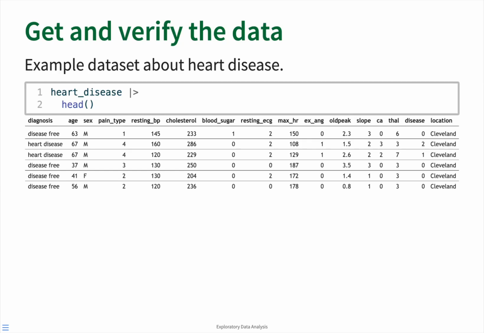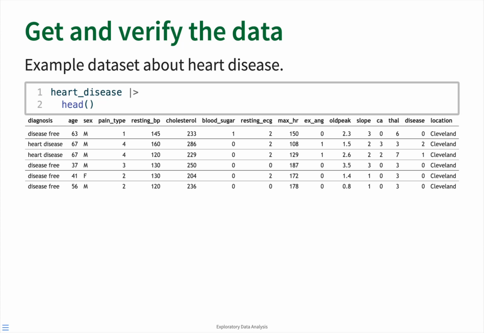So what does getting and verifying the data look like? Well, let's return to our data set about heart disease. This is the data set that I downloaded from the machine learning repository hosted by the University of California, Irvine. And every row in this data set is a person who either has heart disease or doesn't have heart disease, along with a bunch of medical information about that person.